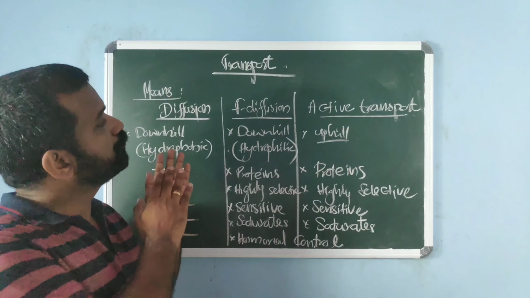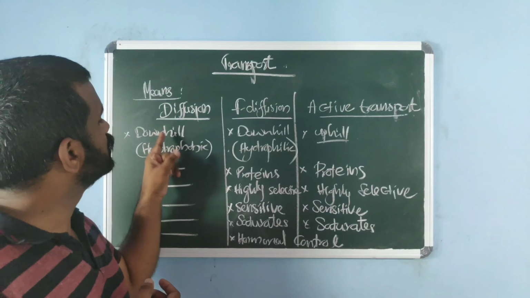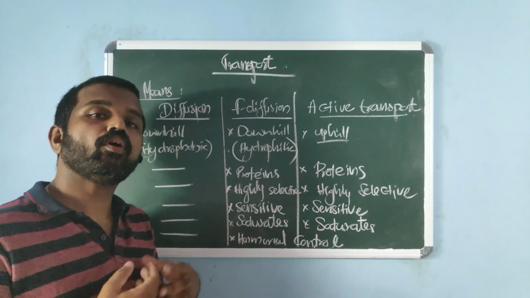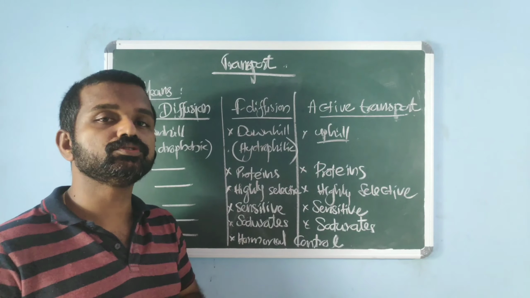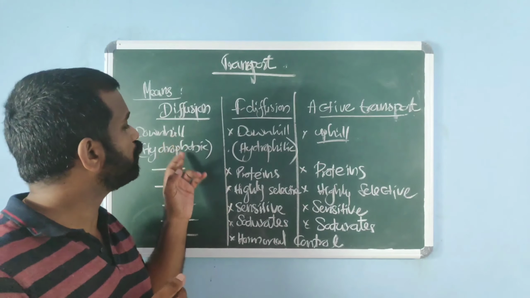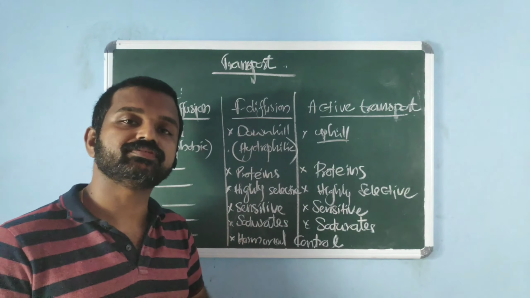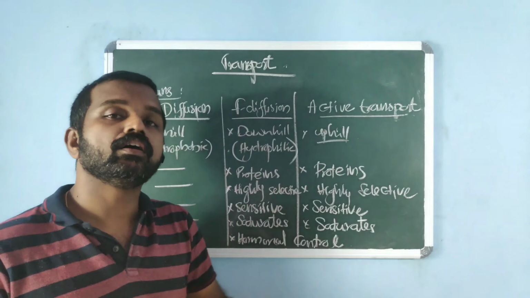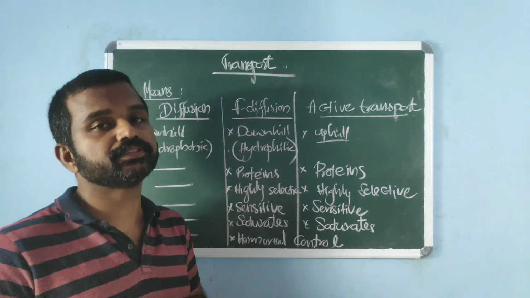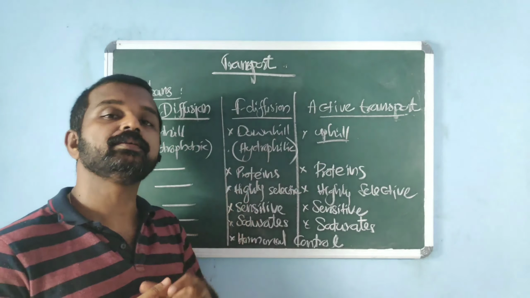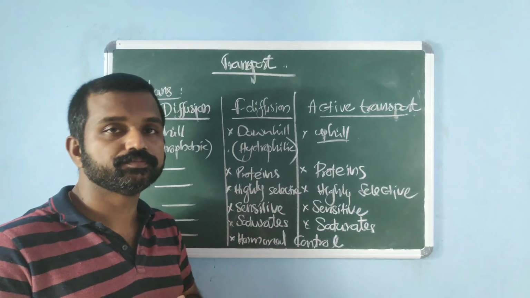Then, if we compare diffusion and facilitated diffusion, one difference is that the plasma membrane allows simple diffusion of hydrophobic molecules, whereas hydrophilic molecules find it very difficult to cross the membrane. Their movement has to be facilitated with the help of proteins present in the membrane. That is known as facilitated diffusion.